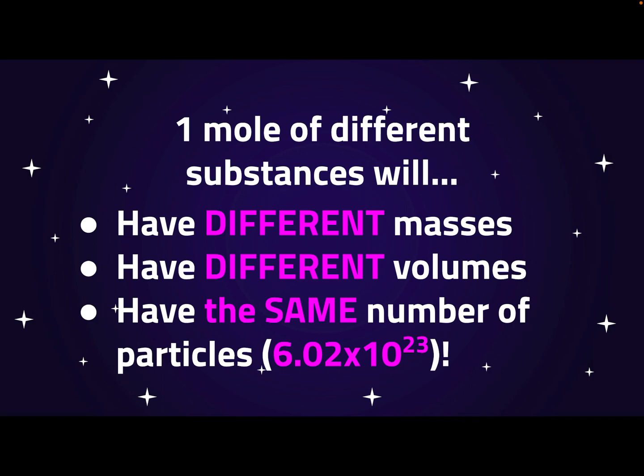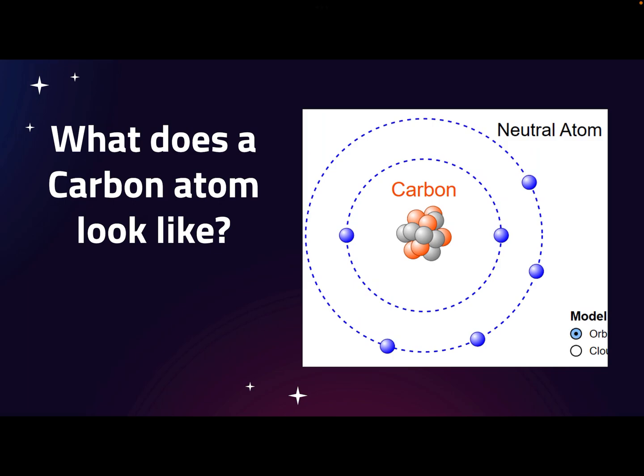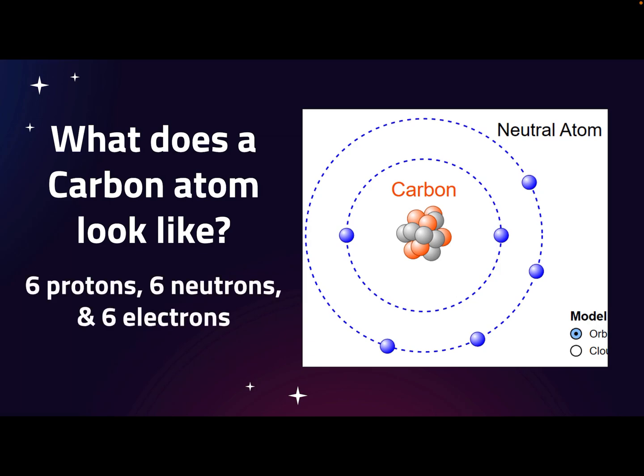Okay, so now let's take a look at a little example. We're going to start out with carbon. So what does a carbon atom actually look like? You did this yesterday in your Build an Atom lab. So this is a carbon atom that has 6 protons, 6 neutrons, and 6 electrons.